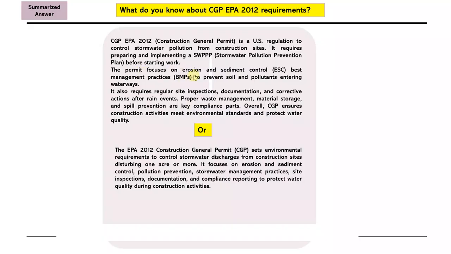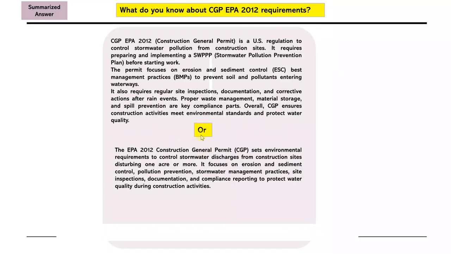The permit focuses on erosion and sediment control, which in short form is ESC, based management practices to prevent soil and pollutants entering waterways. It also requires regular site inspections, documentation, and corrective actions after rain events. Proper waste management, material storage, and spill prevention are also key compliance parts. Overall, CGP ensures construction activities meet environmental standards and protect water quality.